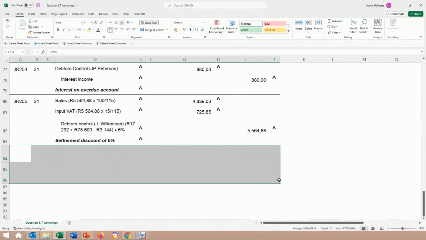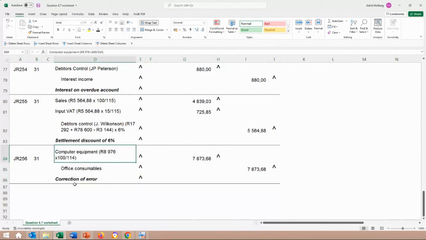Now, because it was in 2007, the VAT would have been 14%. But if there is a different VAT rate in the test, they will let you know. But normally in the test, we keep it all the same. It's just in the textbook. To get to the correct answer, you would have to take 14% because it is a period prior to when the tax rate was changed. Okay, so then we would do debit computer equipment, credit office consumables to correct the error. And remember that amount should be exclusive of VAT.